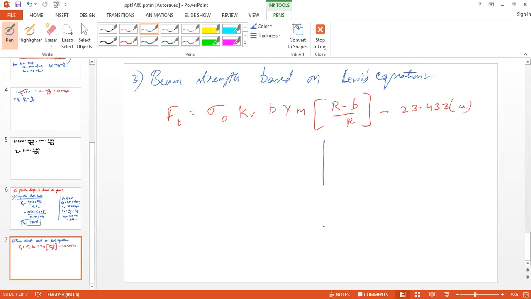Where sigma O is nothing but sigma O2 because gear is the weaker member. It is 173 Newton per mm square. Kv we don't know. And R is, what is R?